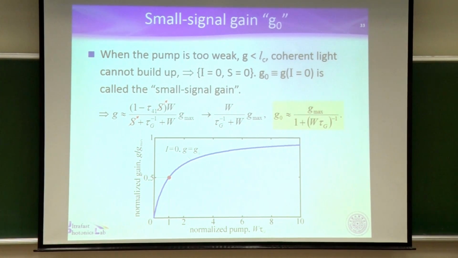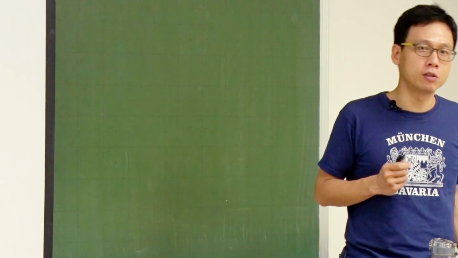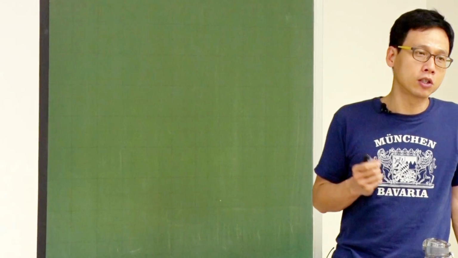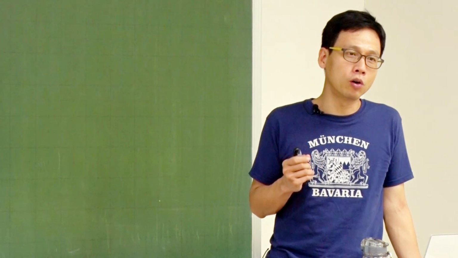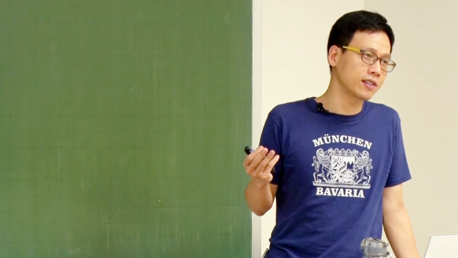coefficient. But no matter how hard you pump the gain medium, the small signal gain coefficient is always limited by an upper bound, which is Gmax. Okay? And as we have known, Gmax is determined by the material. The best you can get is pumping all the electrons to the excited states. That's it. Okay?